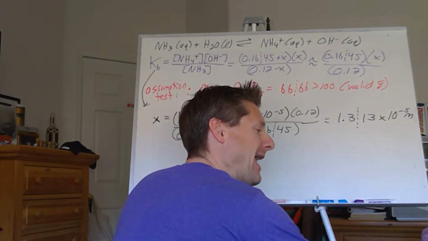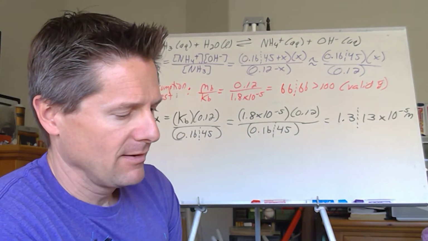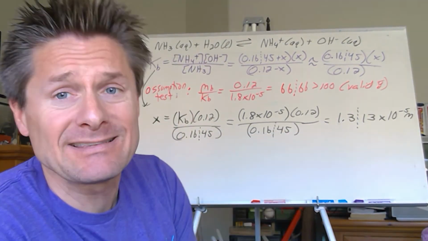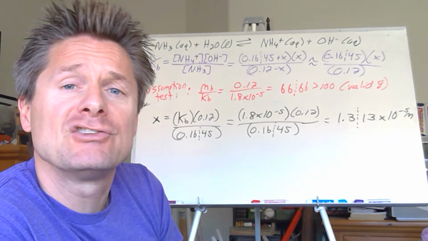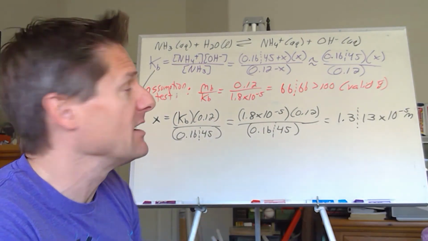So in part A, x was, I think, 10 to the minus third something. What did I get for part A? 1.469 times 10 to the minus third molar. So x is a lot smaller, almost 2 orders of magnitude smaller because of the common ion effect. Adding that ammonium ion shifted it back.